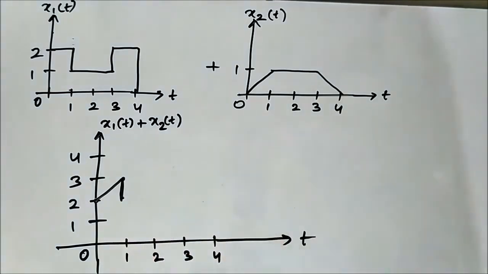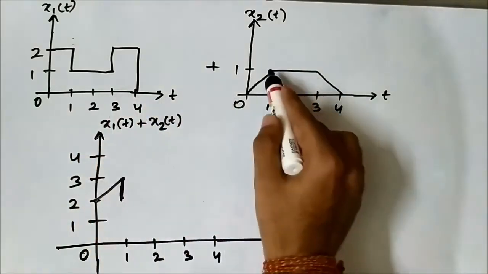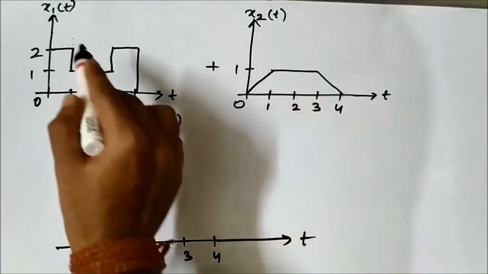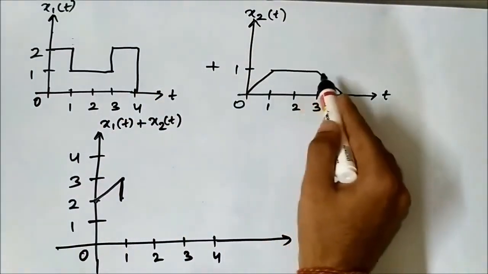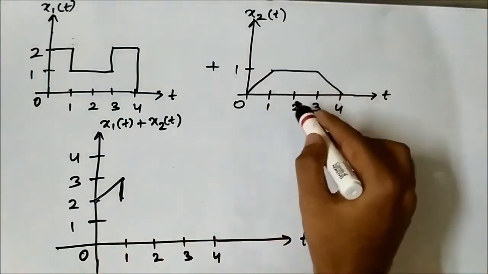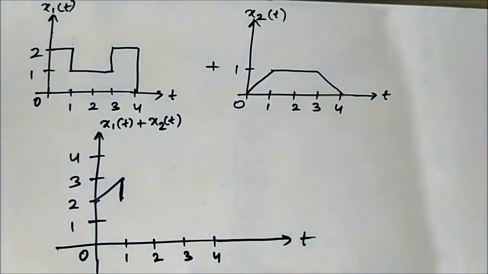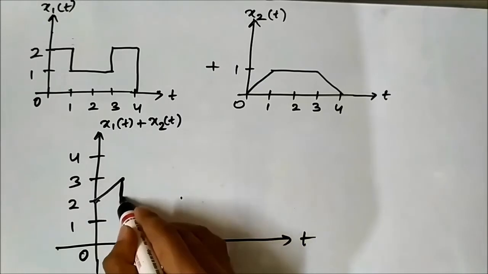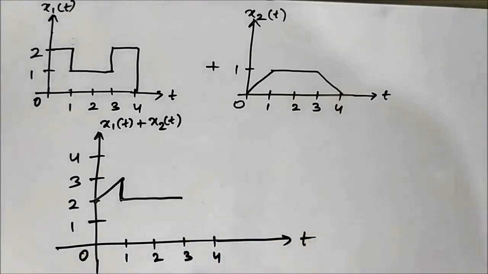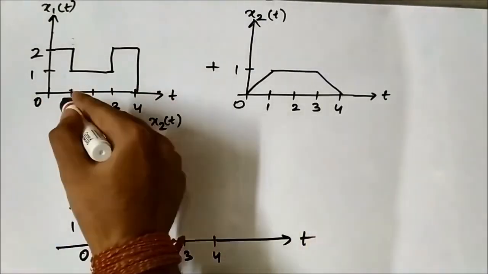So 3 to 2. Now for the entire duration from 1 to 3 and from 1 to 3, the signal values are constant in both cases. Here x1(t) is 1 from 1 to 3, here also from 1 to 3 it is 1. So during this entire interval from 1 to 3, the value will be 1 plus 1, which is equal to 2.